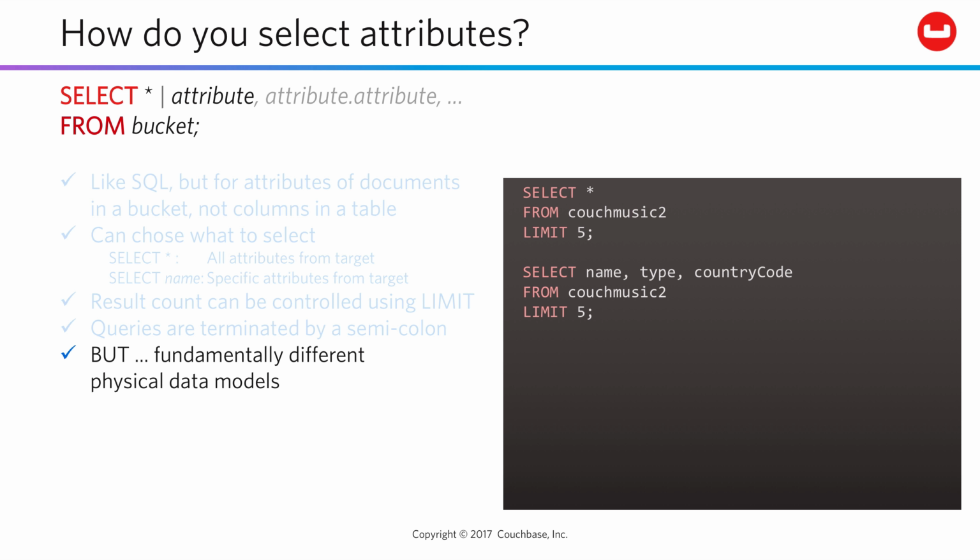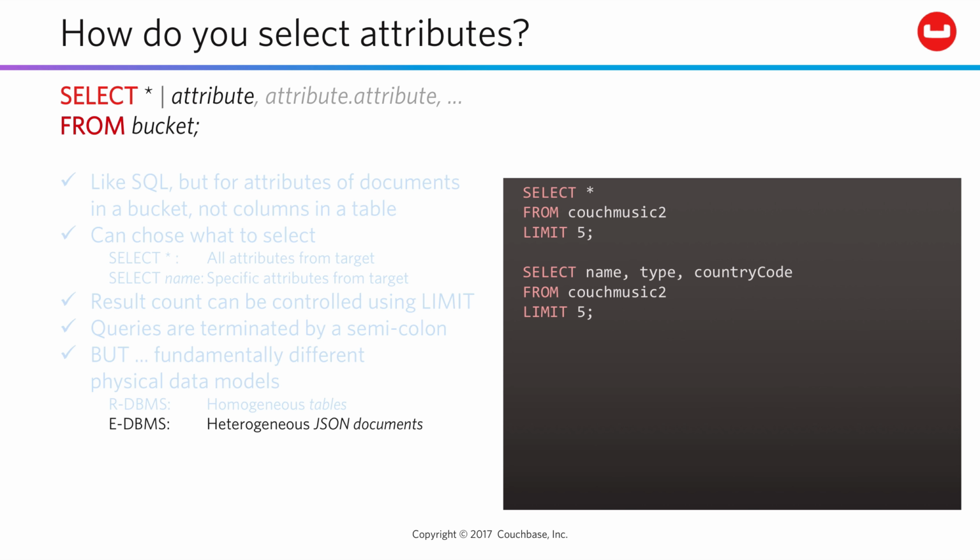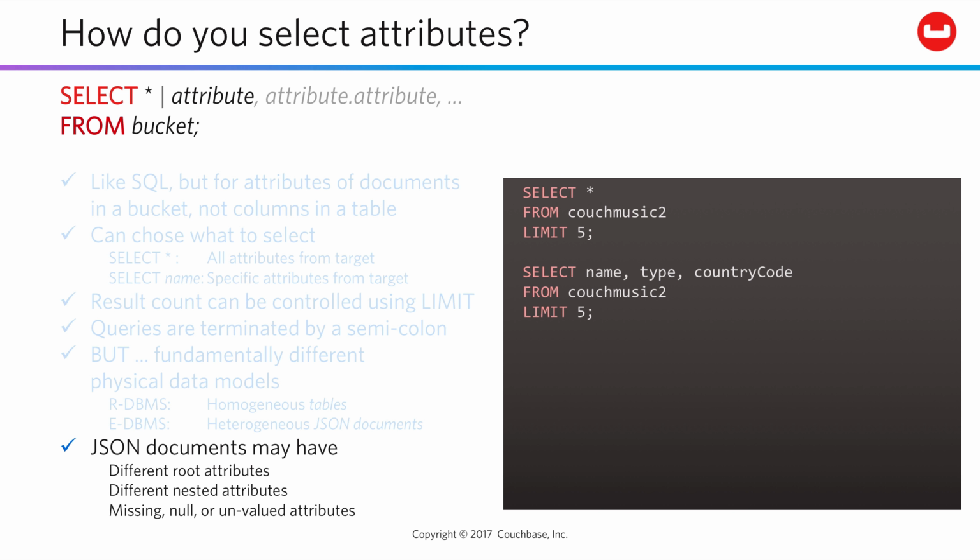But you're working with a fundamentally different data model. Now, an RDBMS confines data to homogeneous tables where all fields are present, though some might be null. On the other hand, in an engagement database, you have heterogeneous JSON documents, all residing generally in a single bucket. And each of these documents may have different root and nested attributes, as well as missing, null, or unvalued attributes, each of which is a distinct state. We'll look at operators to handle all of this in the lessons ahead.